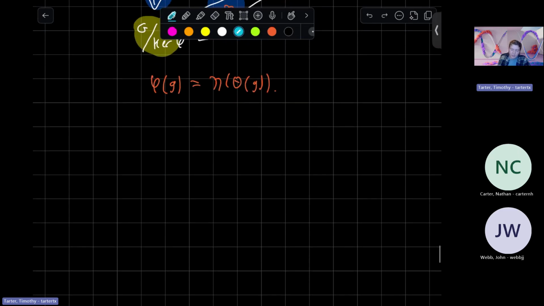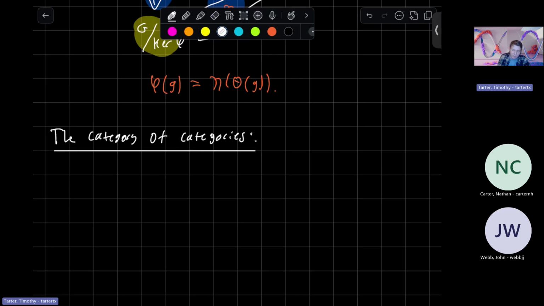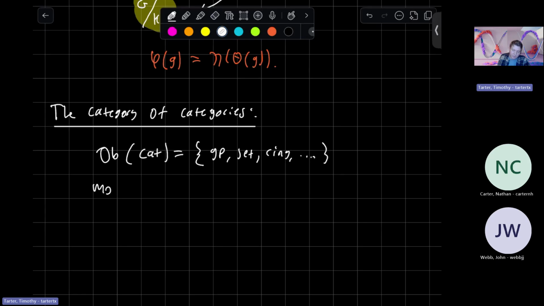Okay, so one of the more important things in general, just to be aware of, is the category of categories. So the objects in the category of categories are going to be categories, right? Like groups, sets, rings, etc. And then the morphisms of categories are these things called functors.